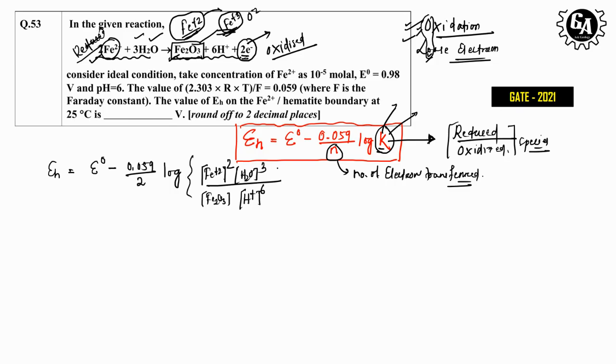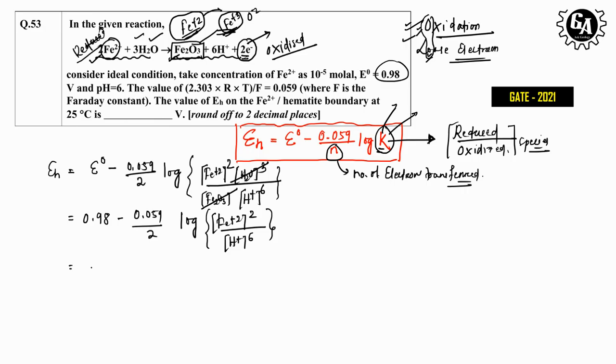No doubt should be here, I think. So this is the E0 value. What is the E0 value given? E0 is equal to 0.98. This is 0.98 minus 0.059 divided by 2, okay, let it be 0.0592, and this is log. Fe2O3 will cancel out, water will cancel out. So what is this? Log [Fe2+]^2 divided by [H+]^6.